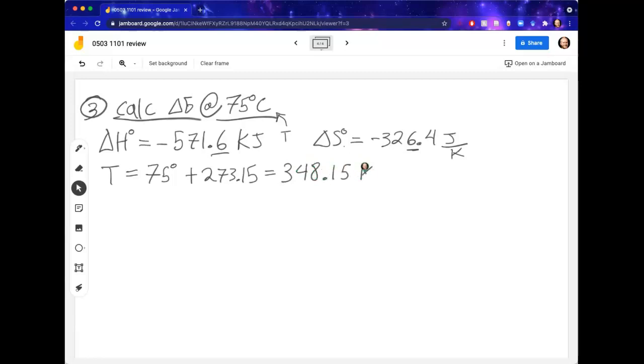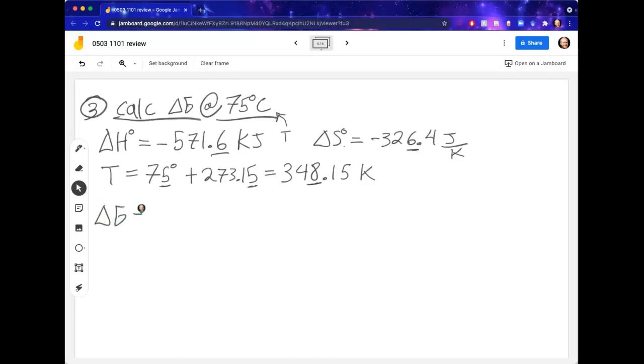348.15 Kelvin. If we were looking at sig figs, we would be looking at the ones place. So keep in mind that the temperature has 3 sig figs. That's what we can take away from this analysis. So we're ready to use the equation.